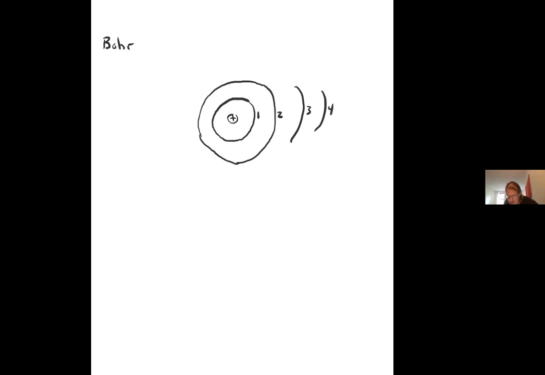But Bohr was essentially claiming that these are the only allowed states for the electron. The electron can't be in between these. That's not allowed. It can't be in between 1 and 2. It can't be in between 2 and 3. It can't be in between 3 and 4. It has to be in one of these levels.